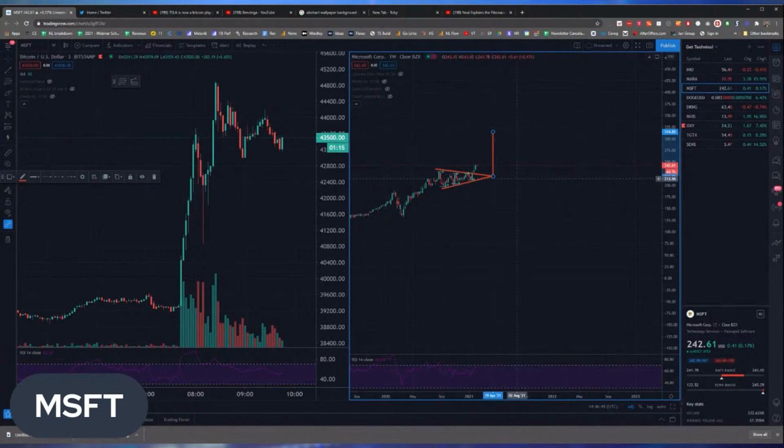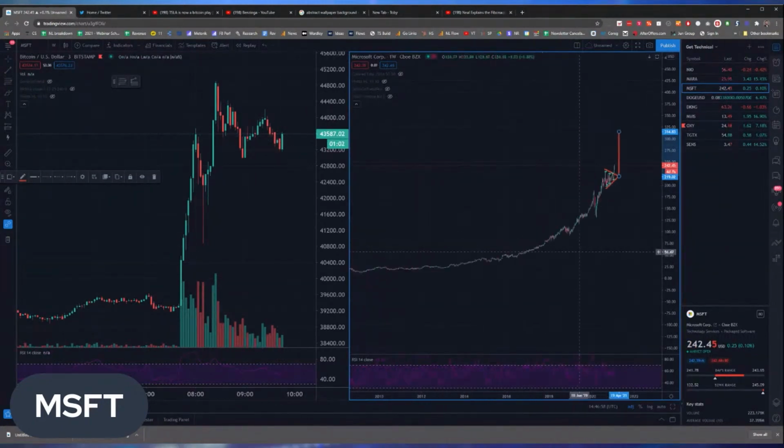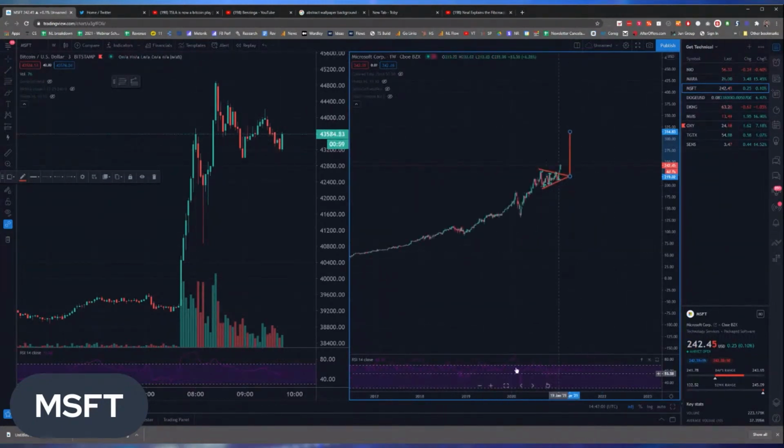Okay. So when is a good entry? When there's a close above the breakout point. Has it closed above the breakout point? Yes, it has. A couple times. So we are in the midst of a breakout. How long will it take to resolve? Who knows? But look how fast this thing was moving up previously. Look at the RSI behind it. We're looking good.